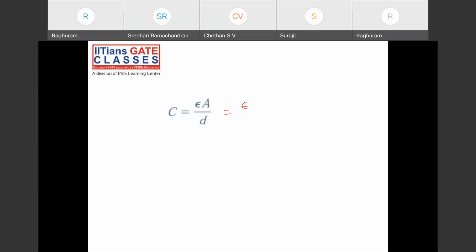Epsilon is equal to epsilon naught epsilon r, A by D. What is epsilon? Epsilon is nothing but permittivity. Epsilon naught is the absolute permittivity and epsilon r is the relative permittivity. What is the epsilon naught value? The value of absolute permittivity. Anyone?